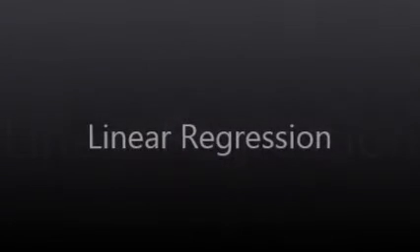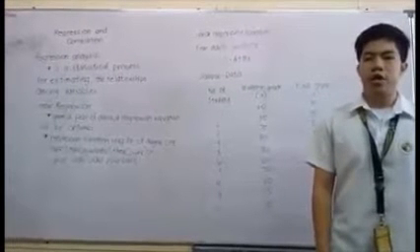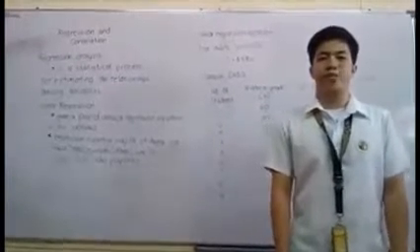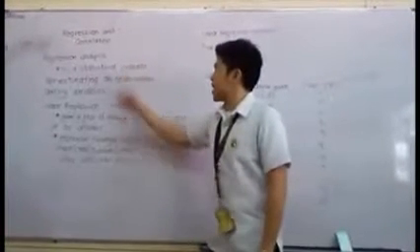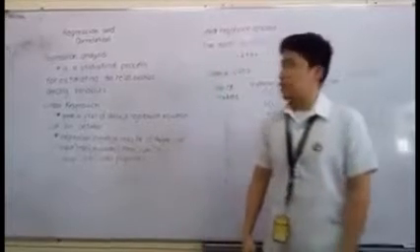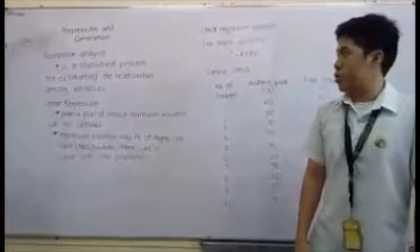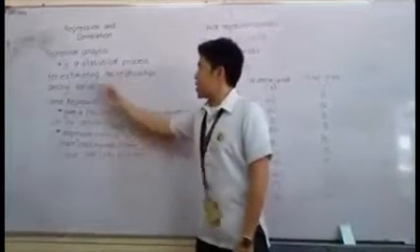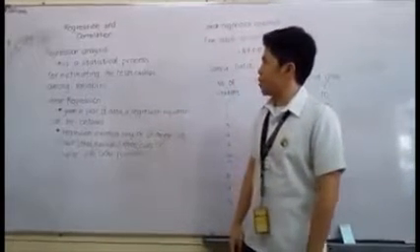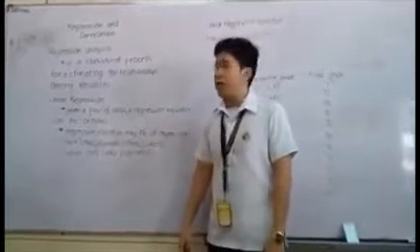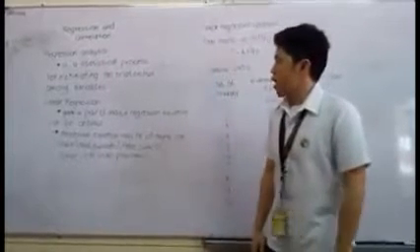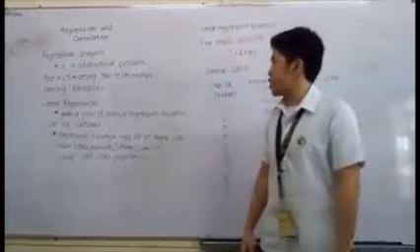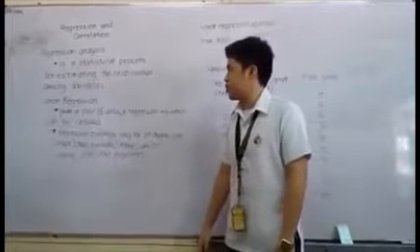Hello everyone, today I will discuss engineering probabilities and statistics with the topic regression and correlation. But what is regression and correlation? Regression analysis is a statistical process for estimating the relationships among variables. Under regression analysis is linear regression.